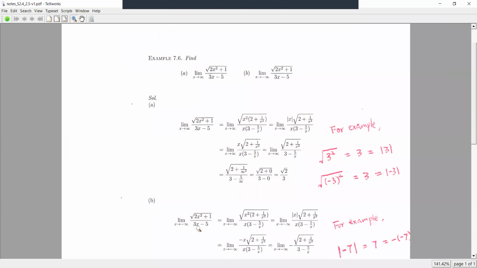Solution to part B. The limit is a limit at negative infinity. x is approaching negative infinity. To find the limit, again, I simplify the function. I factor x squared out in the numerator and factor x out in the denominator to get this equation. Then I move x squared outside the square root. When we move x squared outside a square root, don't forget to add an absolute value on x.